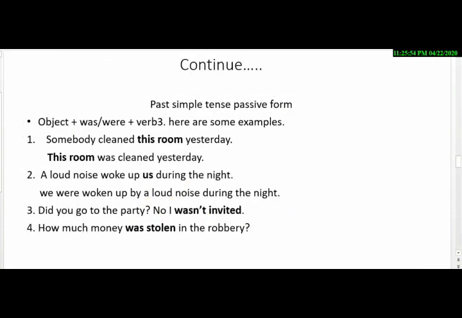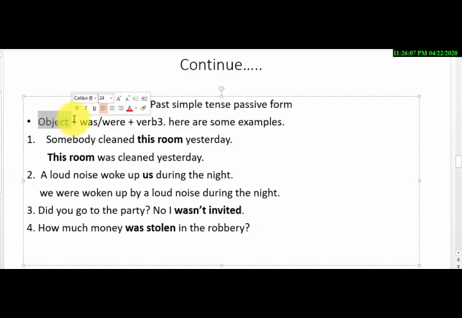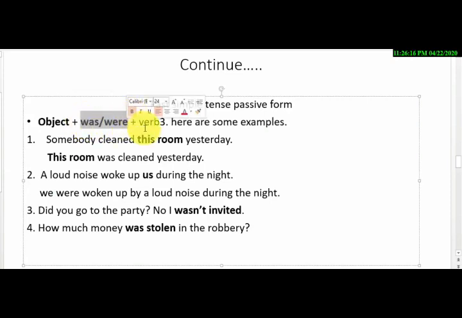Past simple tense, passive form. The object comes first, then the past simple form of verb to be, which is was or were. Then after was or were comes the verb in verb 3. When passive voice is used, the verb is always verb 3.